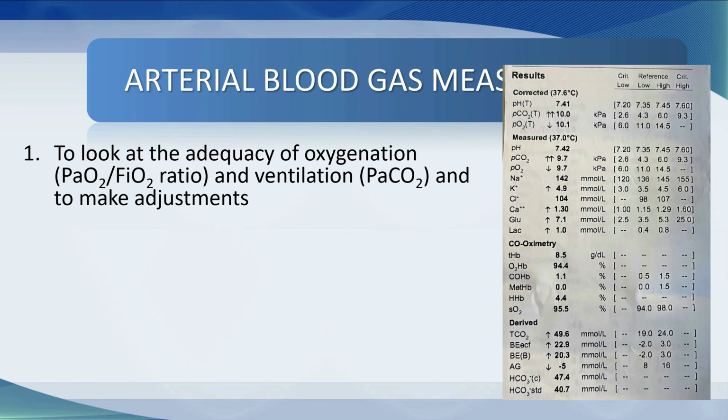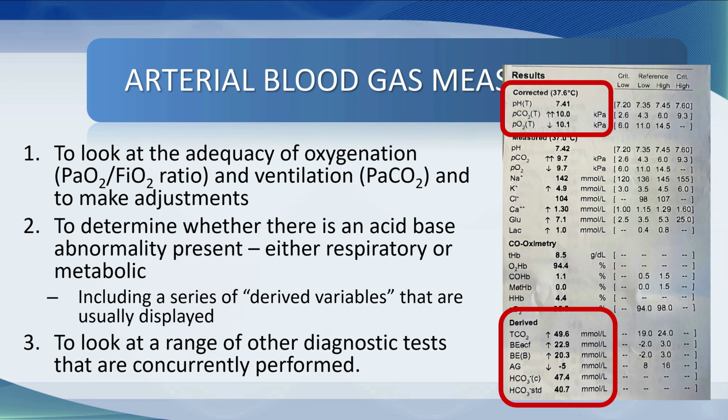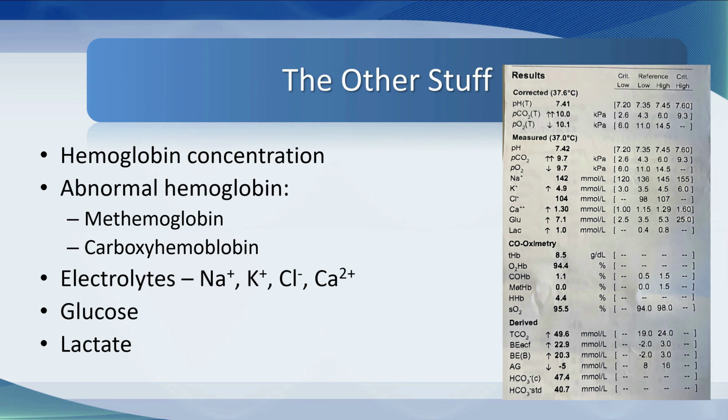The first is to look at the adequacy of oxygenation and ventilation and to make adjustments either on the ventilator or with oxygen apparatus. The second is to determine whether there is a respiratory or metabolic component to their acid-base disturbance if present, and to examine the degree of compensation. The third thing to do, of course, is to look at other diagnostic tests that are concurrently performed, and there are all kinds of other things that are really useful on a blood gas.